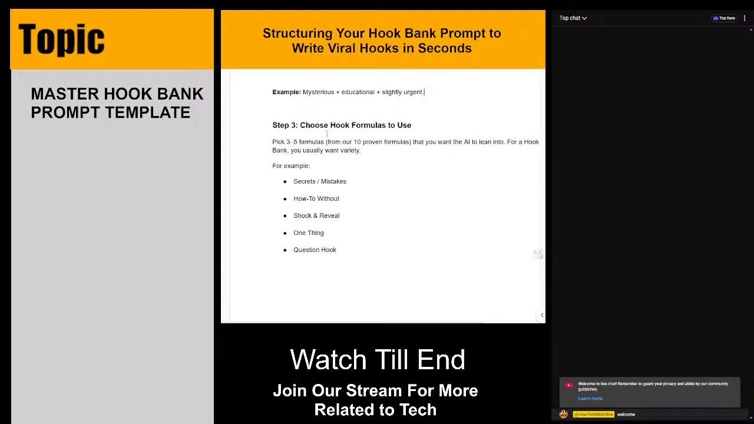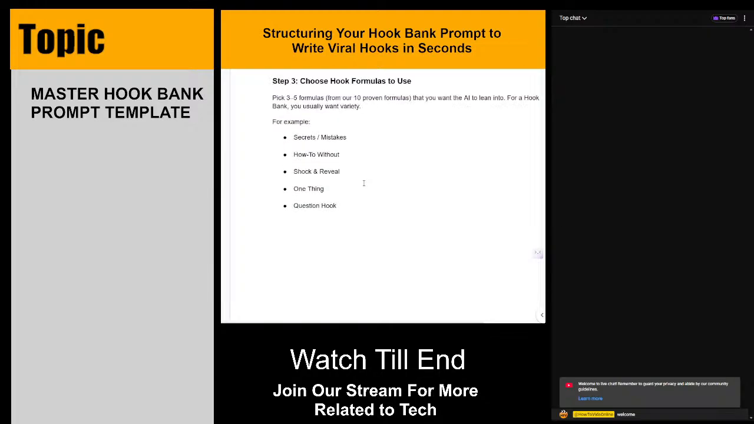Here we have choose hook formula to use. Pick 3 to 5 formulas from the 10 proven formulas that we have learned earlier. For a hook bank, you usually want variety. Here are some examples: a secret, how to without, shock and reveal, or one-thing question hook. And more formulas are in the last session, so you can get an update from there.